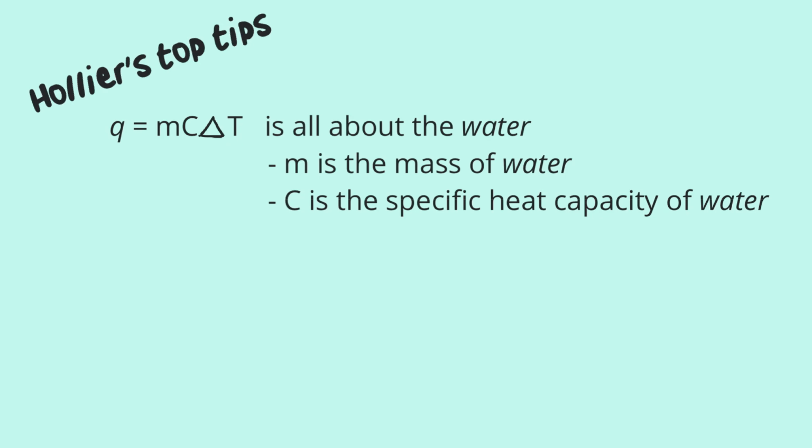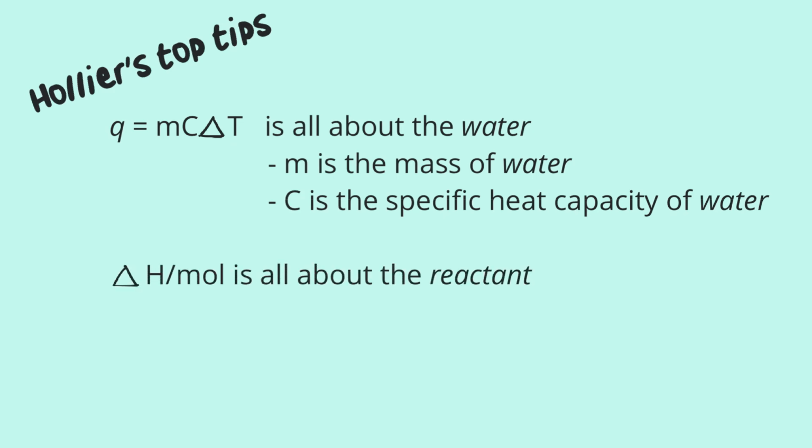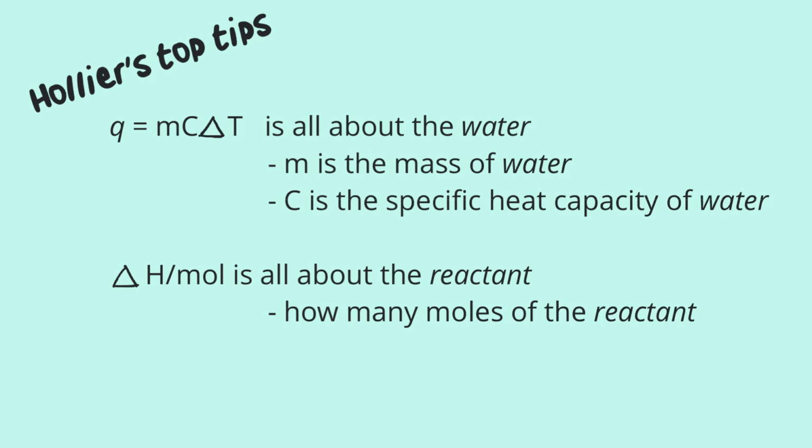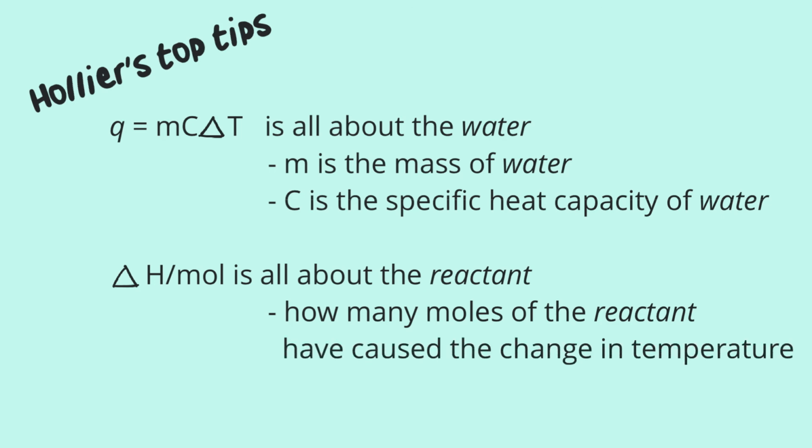Then once we've calculated Q, we don't really care about the water anymore. What we care about is the reactant. So we turn Q into delta H, and then you can use delta H to find the amount of energy per mole of reactant. So how many moles of the reactant? That's what you're really interested in here. And how many moles of that have caused a change in temperature of the water? That's what it's all about. So Q, it's all about the water. Delta H, it's all about the reactant.